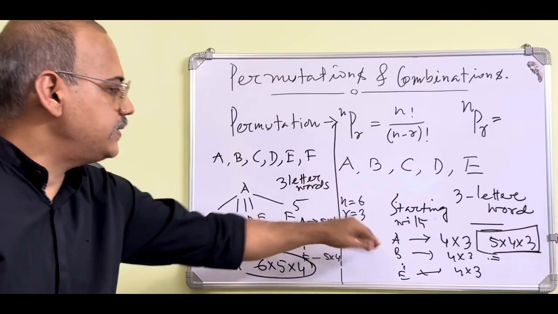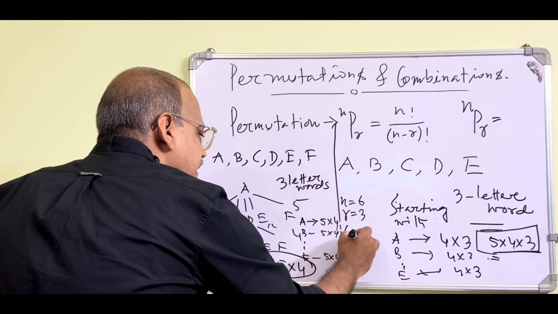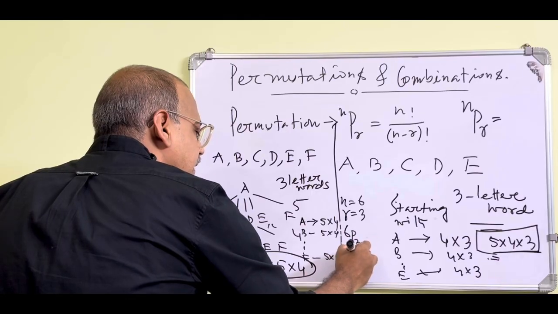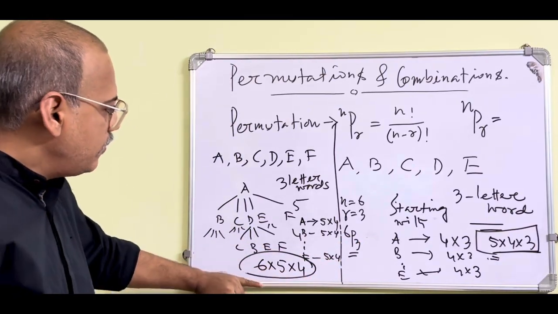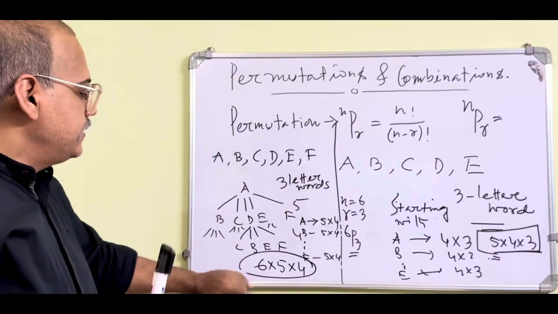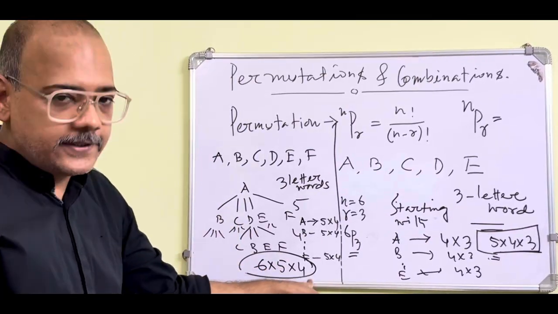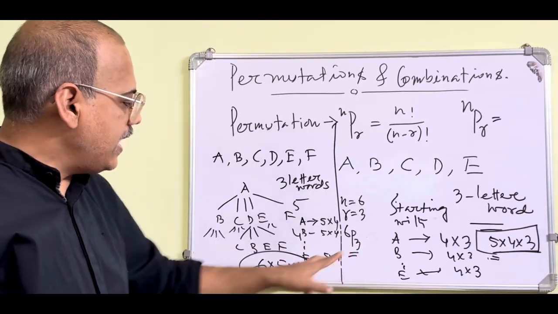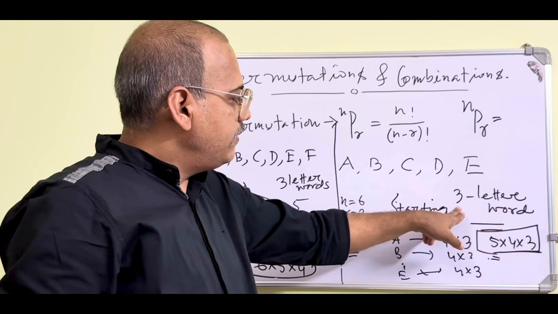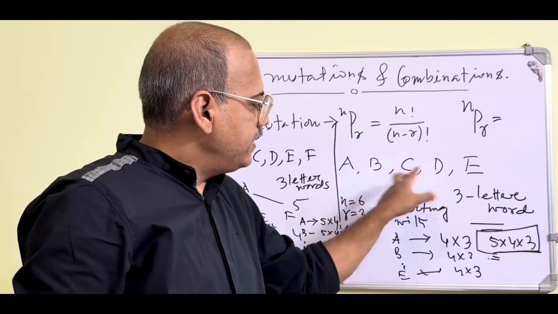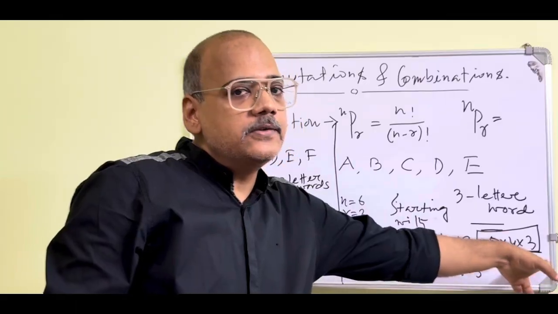I need to form 3-letter words. So here 6P3, I can write. How long am I going? I'm just counting back. Starting from 6, I'm coming 2 levels down here. For 3, I'm coming 2 levels down here. Same here, I have 5. Since I need 3, I need to come 2 levels down here.